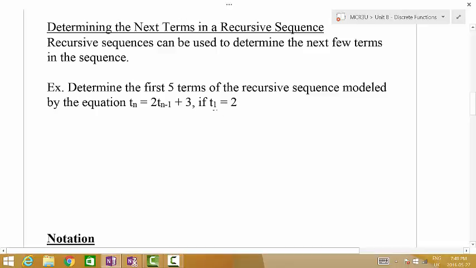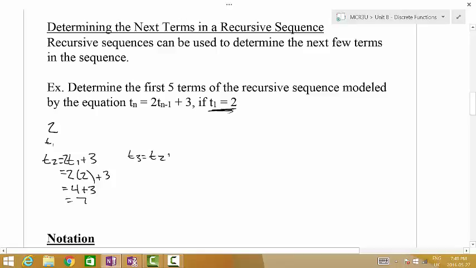So what this is telling us is that the first term is 2, and then every term after that, tn equals 2 times tn minus 1 plus 3, means to find the next term, we're multiplying the previous term by 2, and then adding 3. So that's T1. T2 would equal 2 times T1 minus 3, or sorry, plus 3, which gives us 7.